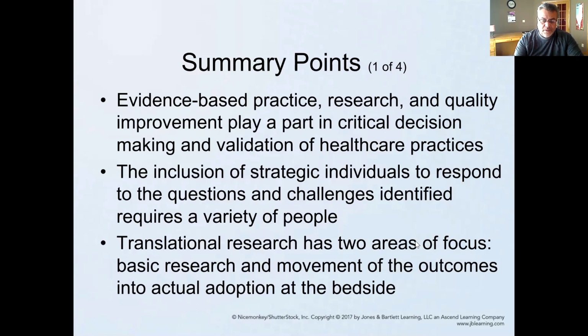All right, so for summary here, evidence-based practice, research, and quality improvement play a part, of course, in clinical decision making. We've beaten that horse to death. Strategic individuals, we have to include them in order to answer questions on a variety of issues, and we use a multidisciplinary approach. Translational research, as I mentioned, has basic research, and we move some of that basic research into the bedside for actual adoption.